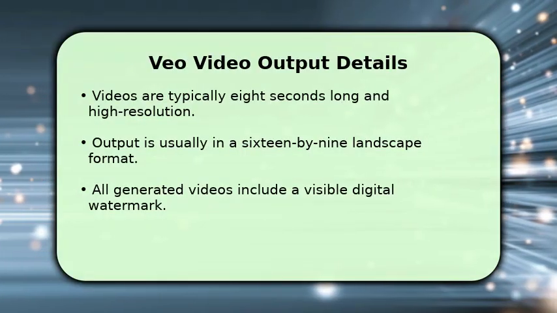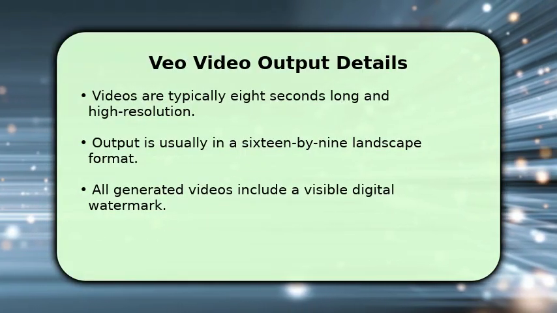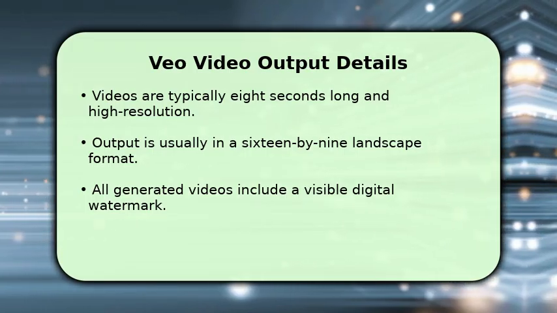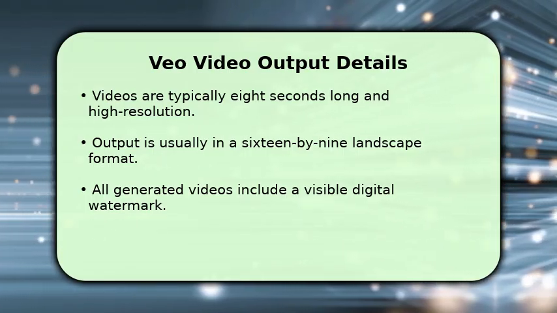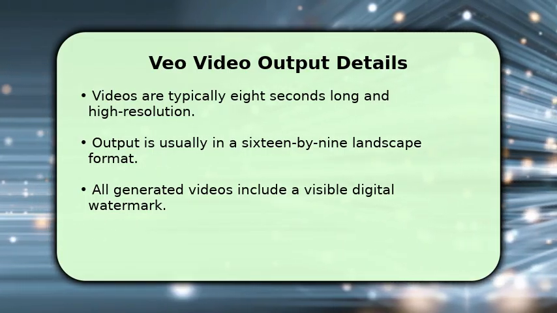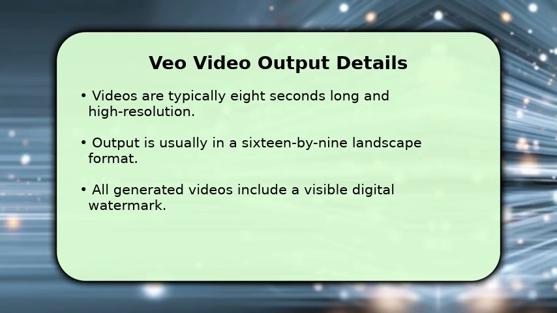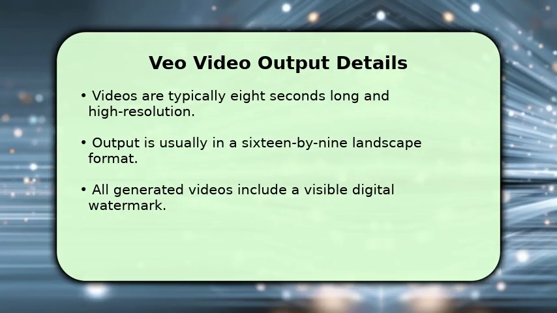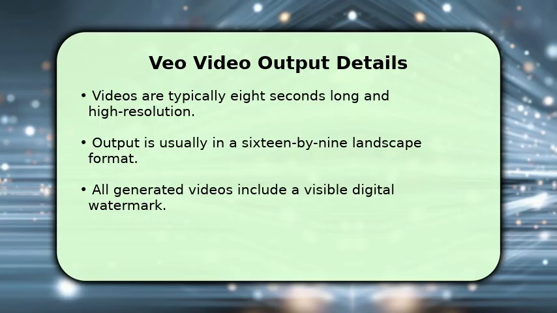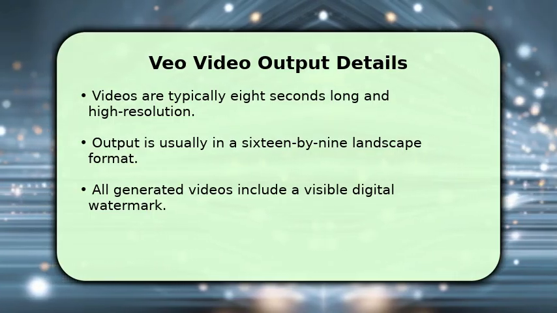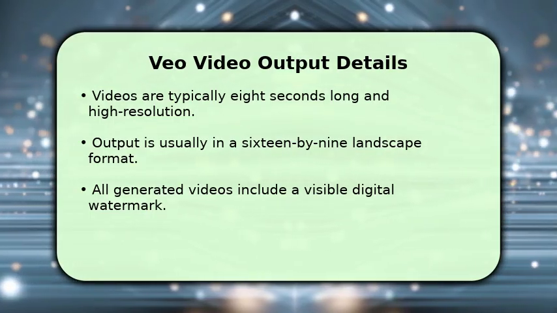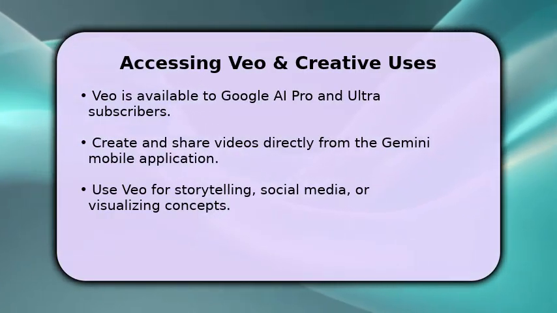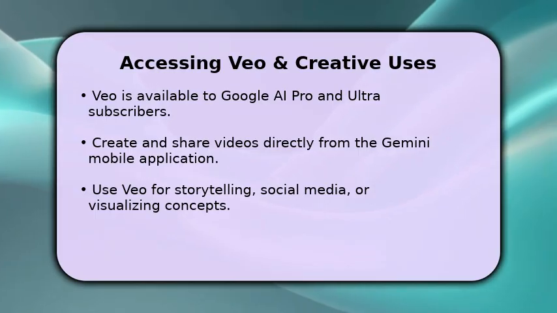When you generate a video with Veo, expect a high-quality, 8-second clip. These videos are typically produced in a crisp 720 or 1080 pixel resolution, formatted in a standard 16:9 landscape aspect ratio. It's important to note that all videos created with Veo will feature a visible digital watermark, indicating they are AI-generated content. Veo is accessible to Google AI Pro and Ultra subscribers, offering different levels of access.